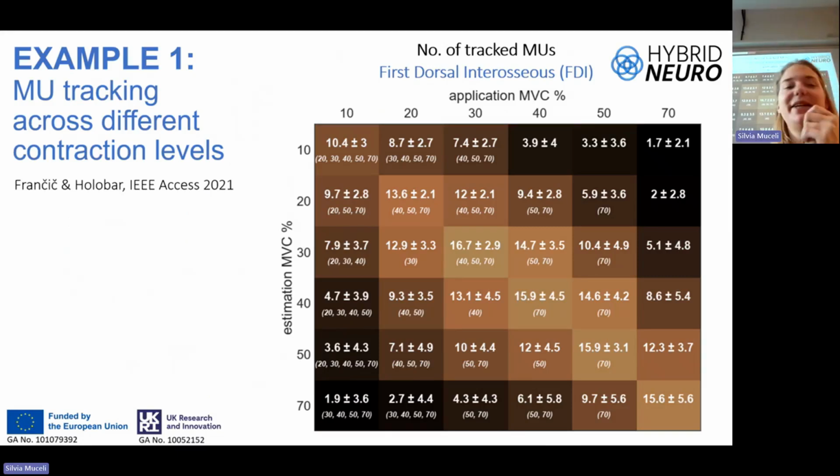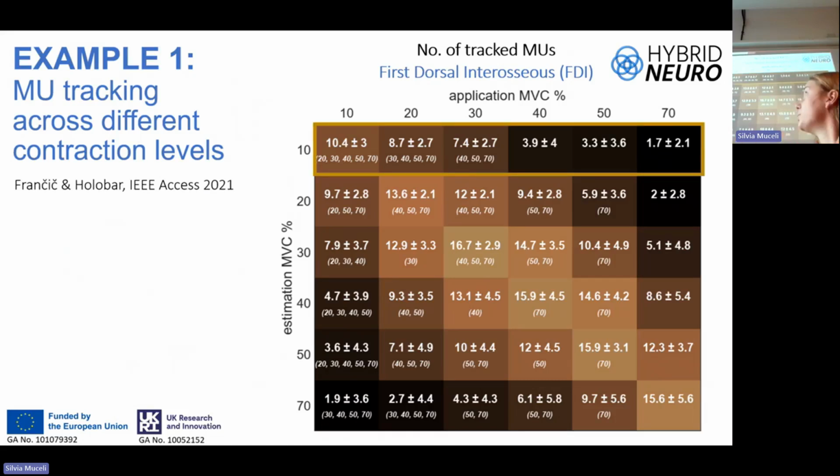Here we have an example where we estimated and applied the motor unit filter on different contractions. So we can see that tracking of motor units was the most successful when we were estimating and applying it on the same contraction level. And the bigger the difference between the contraction level where we estimated the motor unit filter and where we apply it, the smaller the number of successfully tracked motor units.